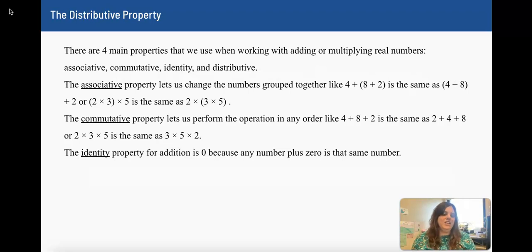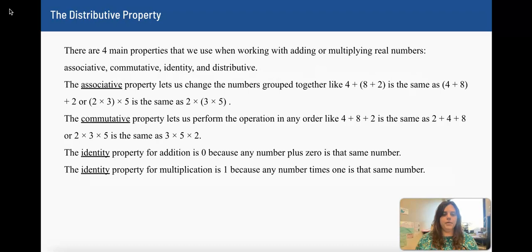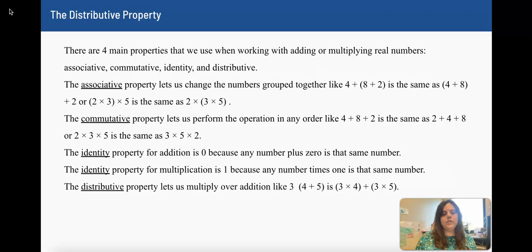We have two identity properties. We have the identity property for addition, which is 0, because any number plus 0 is that same number. Think of your identity is yourself. So these are things that keep the number itself the same. So the identity property for addition is 0, because 0 plus any number is the same number. The identity for multiplication is 1, because any number times 1 is that same number. So what keeps it the same?